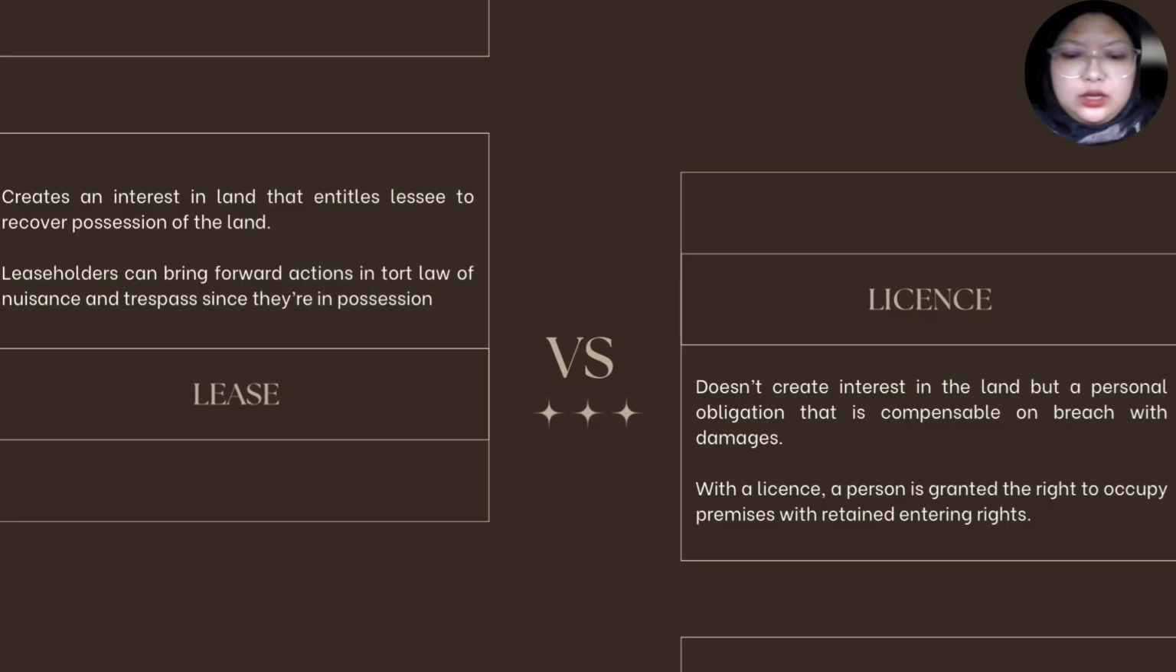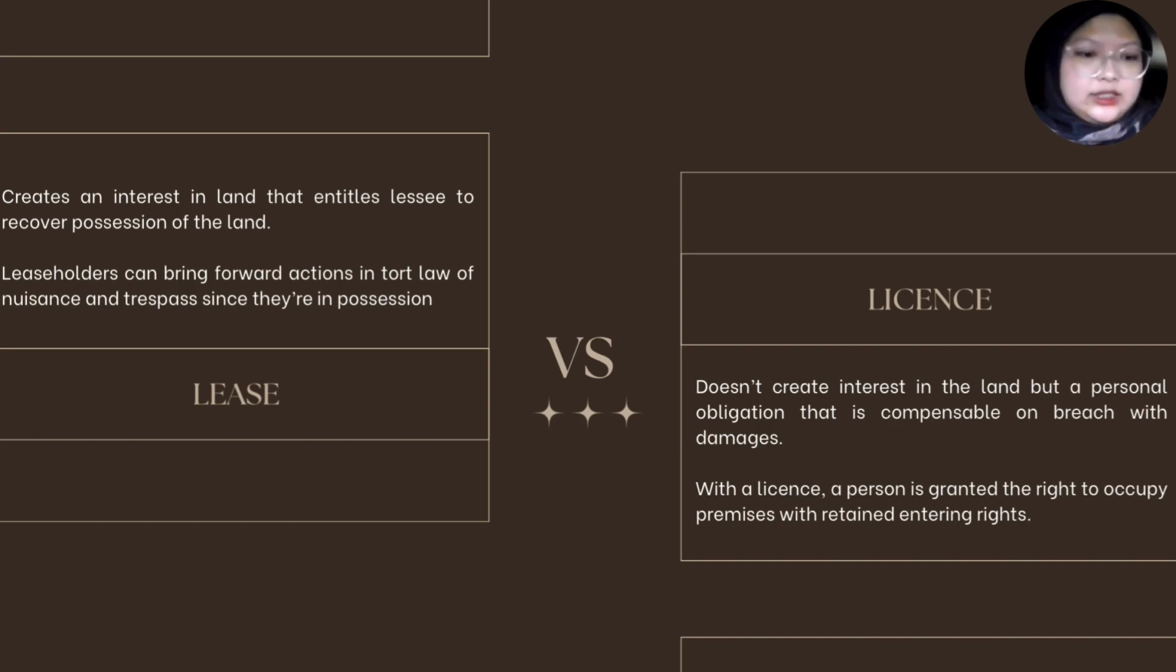To continue, I'll be explaining about lease versus a license. The difference between lease and license is that a lease creates an interest in the land that entitles the lessee to recover possession of the land, and leaseholders can bring actions in tort law of nuisance and trespass since they are in possession. Basically, a lease is when they have ownership over the land or the property, and when that happens, if anything were to happen, they can recover the land and claim it as their own.